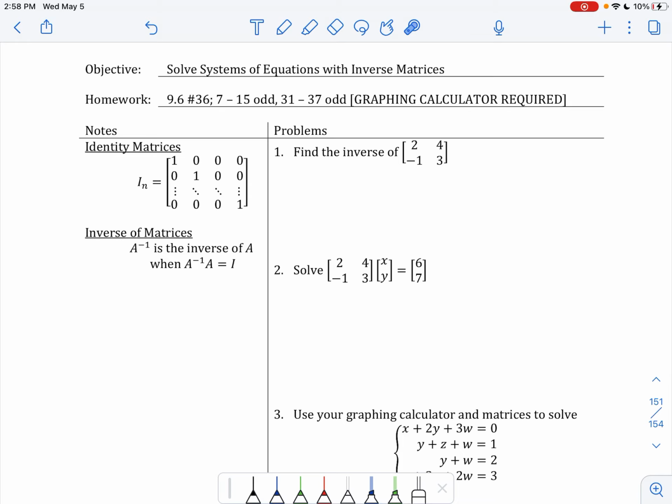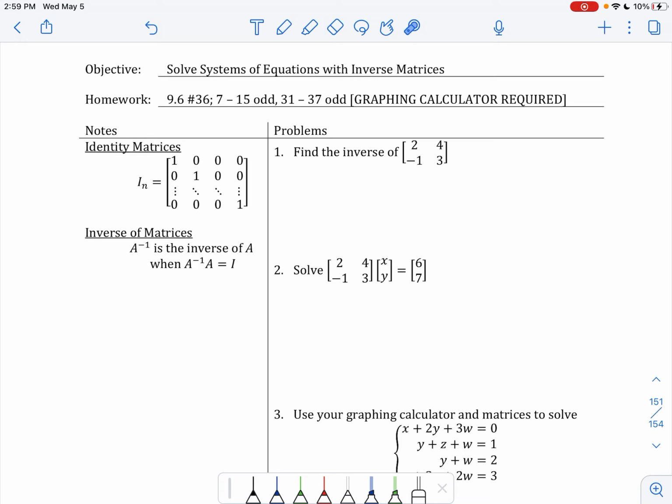So the idea here is that we're going to look at something called identity matrices. The identity matrix has all ones along the diagonal like this, and everything else is 0. And the idea with this is that if I take an inverse matrix times itself, they cancel out to 1. And so this is just like solving with other problems.